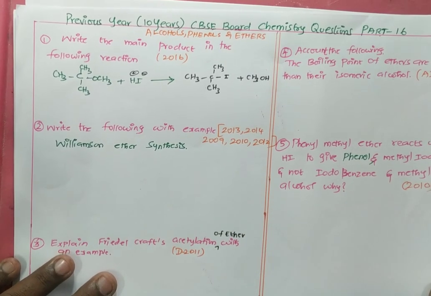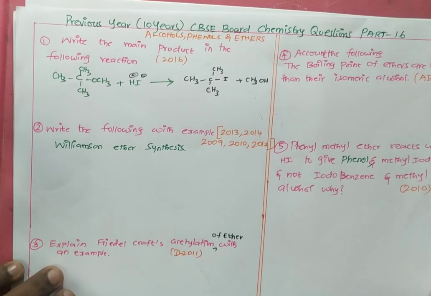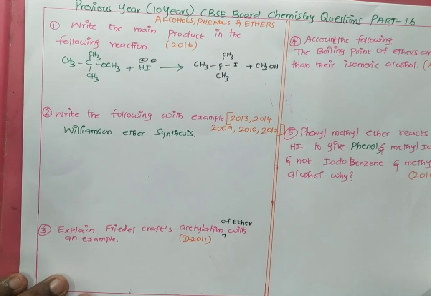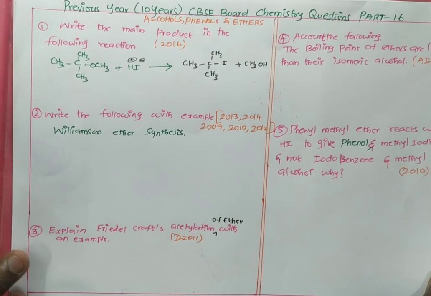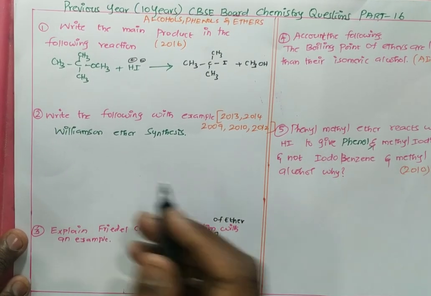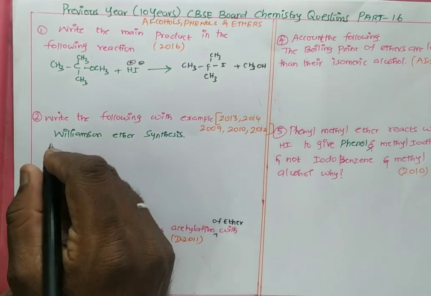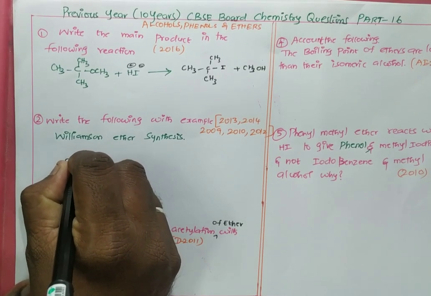Next one is, write the following with examples. This was asked in so many years, 2009, 10, 12, 13, 14. Williamson ether synthesis. Usually the Williamson ether synthesis method can be used for the preparation or synthesis of unsymmetrical ether. So unsymmetrical ethers in the sense, we have to take two different types of reactant.